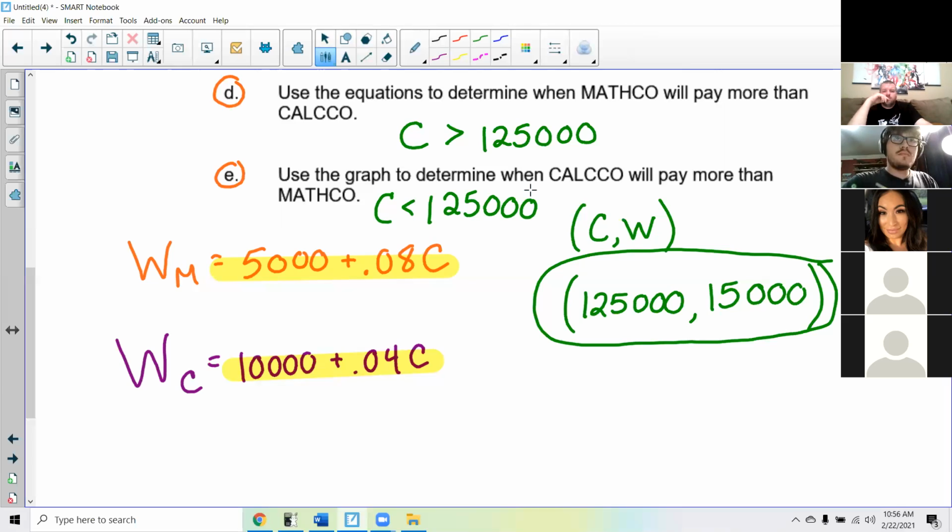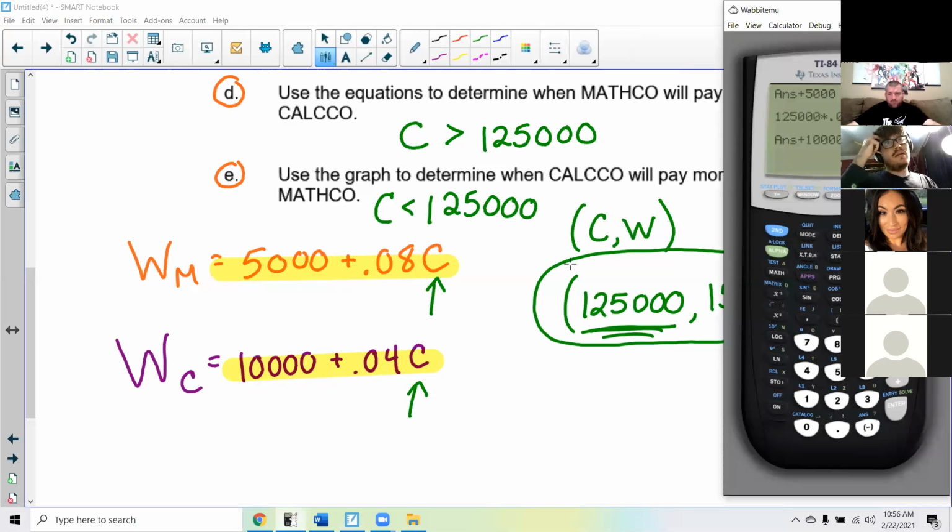How are you getting the 15,000 for the wage coordinate? So I knew that they were the same when C was 125,000. So take that 125,000, and plug it back into this C or this C to see what your wage would actually be. So I'm going to do the first one. I do 5,000 plus 0.08 times 125,000. That's where I get the 15,000 from. If I use the second equation, I'll do 10,000 plus 0.04 times 125,000, and I get 15,000 there as well.